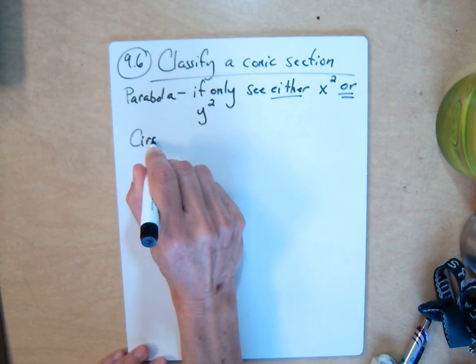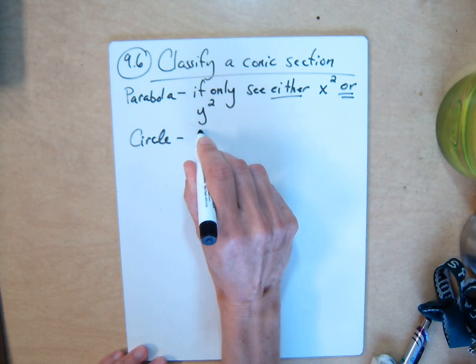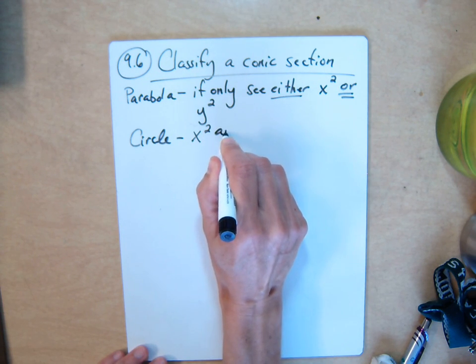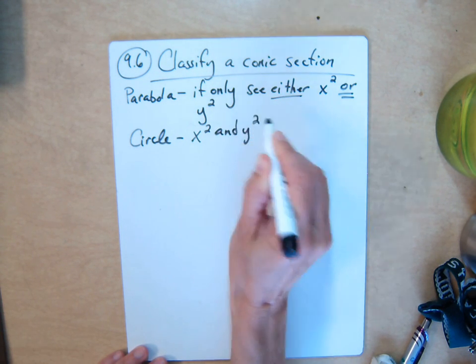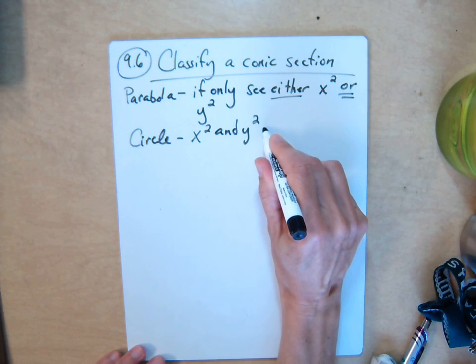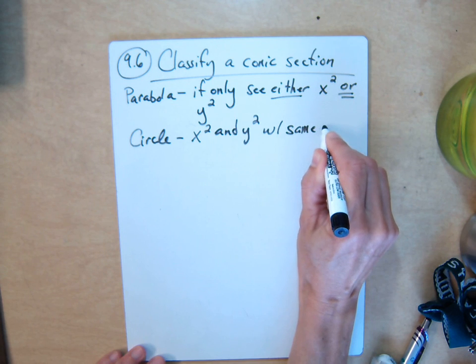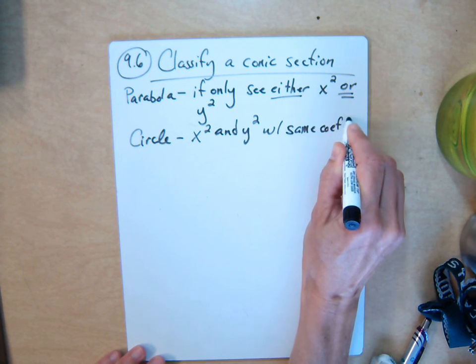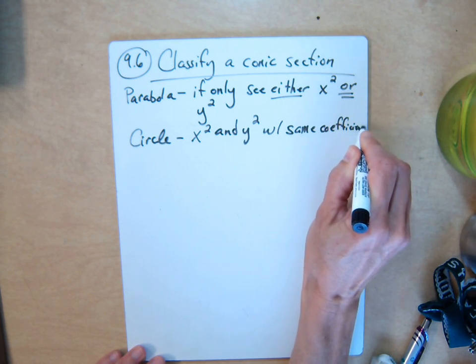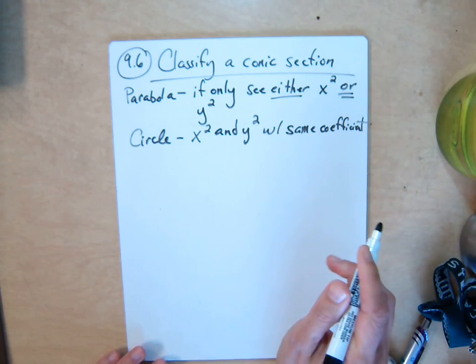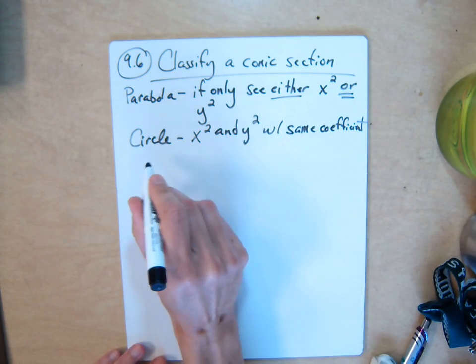If it's a circle, then you'll see x squared and y squared, but you might not have noticed this yet. They will always have the same coefficient, so that when you divide, it goes away and you don't end up with anything on the bottom. And that will give you a circle.